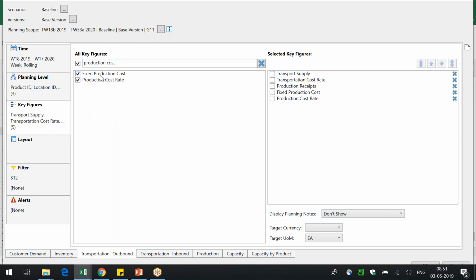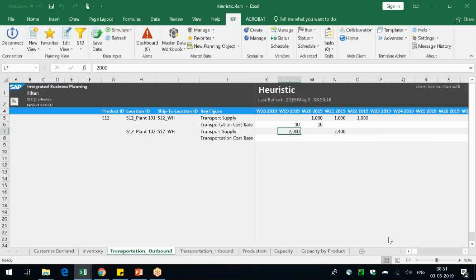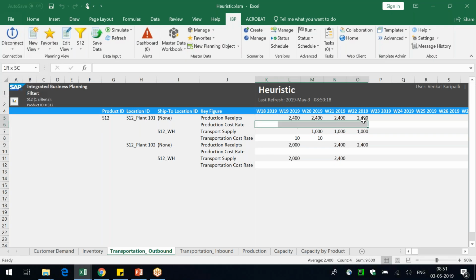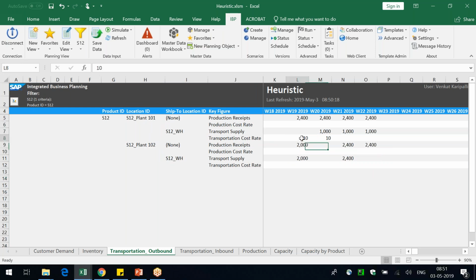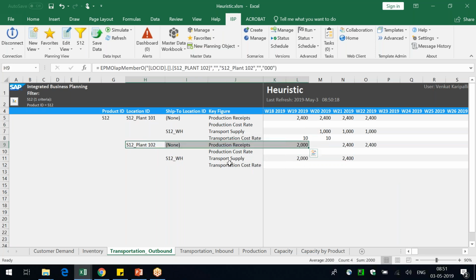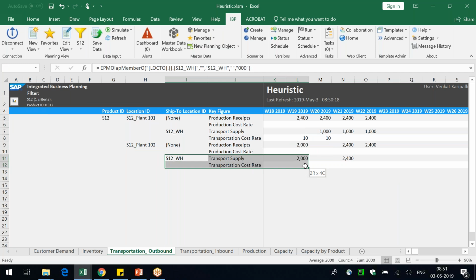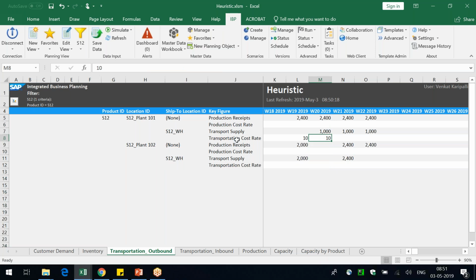Let's see if I have maintained any production costs also. I might have maintained production costs for 101 and 102. Yeah, production cost rates are nothing for 101, and nothing for 102. That's fine. The cost rates are 10 for this lane. It did a production of 2000 in plant 102, and it supplied 2000 to the warehouse. But the next week, though there is a transportation cost of $10, it still did the production from plant 101.